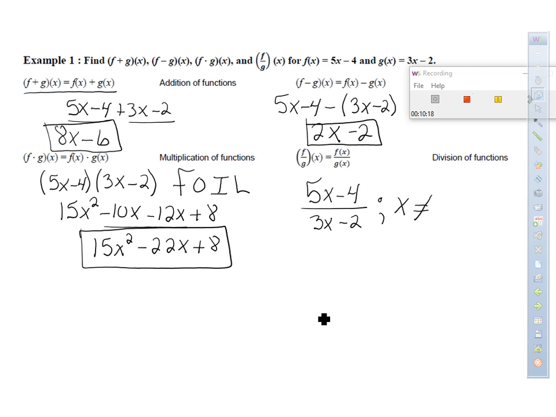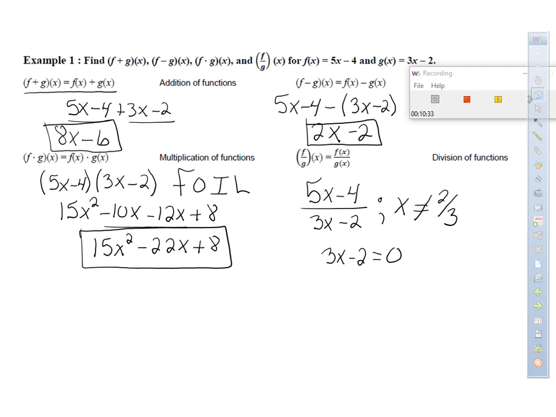So look at your denominator real fast. I'm going to set 3x minus 2 equal to 0. And we're going to solve that. And I want you to do that in your head. You would add 2, divide by 3. There's the number you can't use.